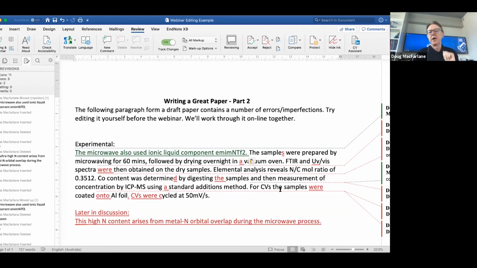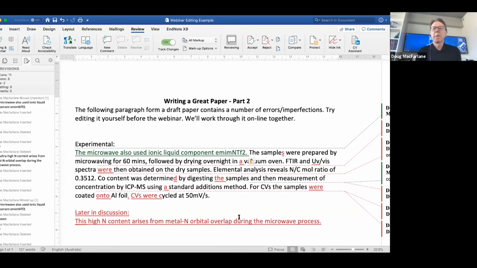Then the whole paragraph flows from beginning to end. It starts with the preparation of the samples and it finishes up with some electrochemistry. All right, so that's structural analysis, right? Sentences are probably fine, but some of them are in the wrong place. And remember, that's a very, very distracting thing to leave there.